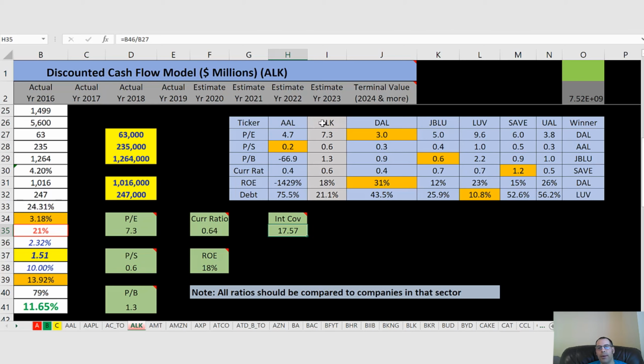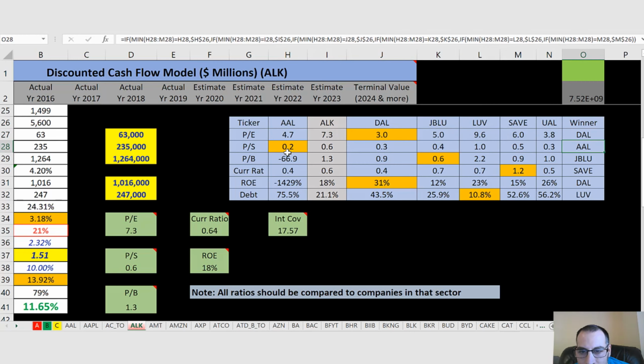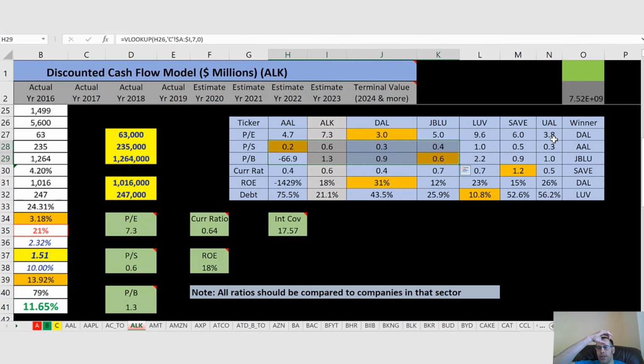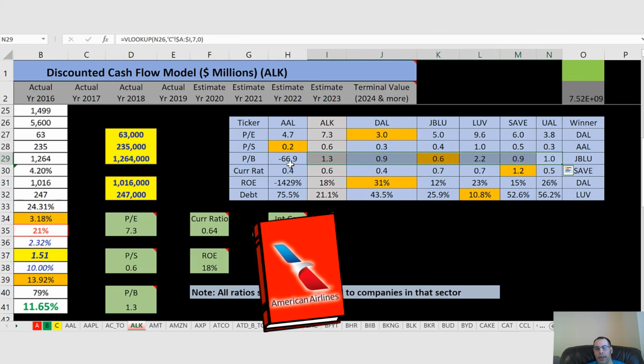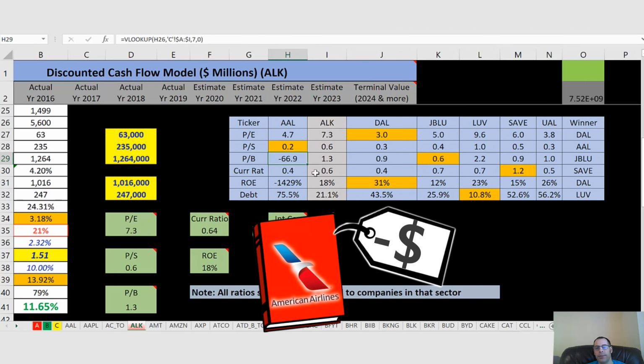And if you compare it to other airlines, Alaska is right here, and I compared each ratio. So Delta has the best PE, they have the lowest, but they all have good PE ratios. American has the best price to sales ratio, but they all have pretty good price to sales ratios, all under 2.2. Price to book, JetBlue has the best price to book, but they're all pretty good except for American Airlines, which has negative book value.